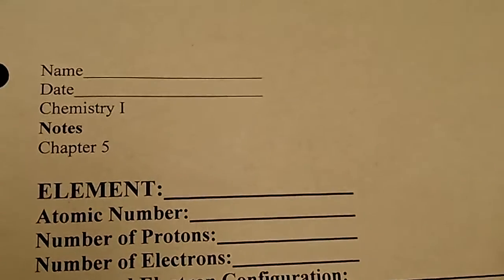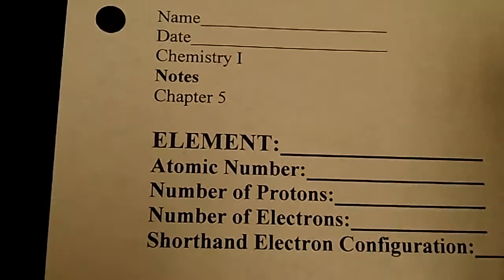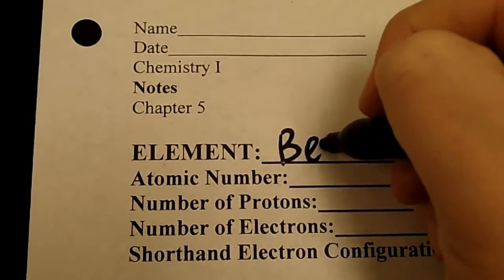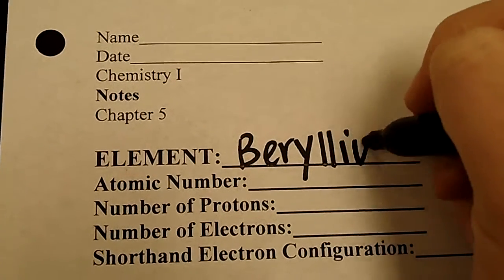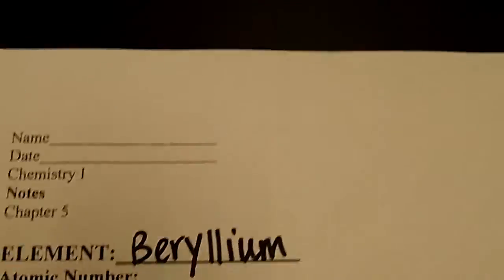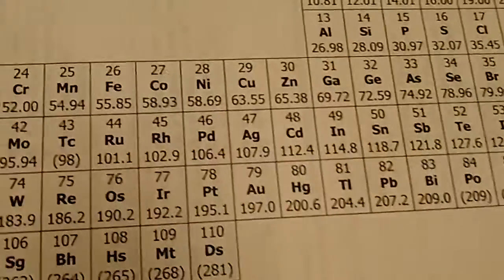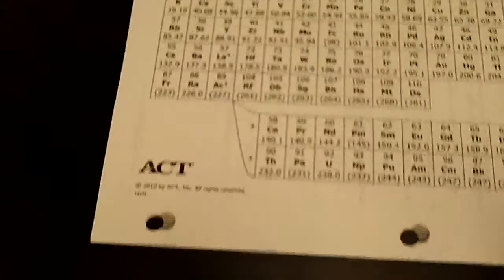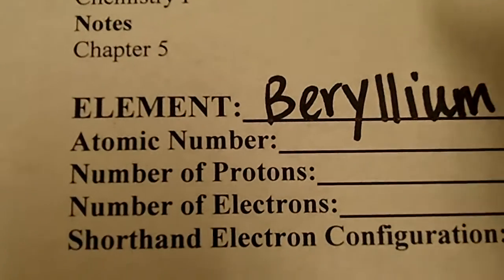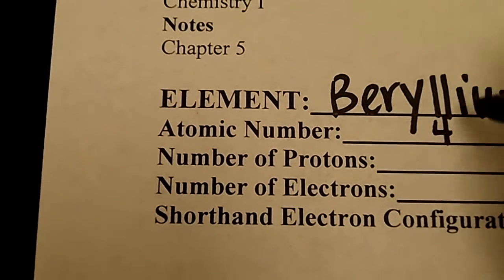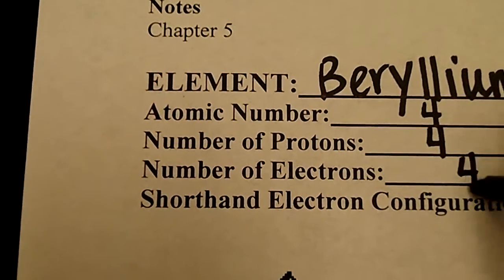Okay. So first of all, just like I gave you in class, you're going to write down the element. So I'm going to write down beryllium, and the atomic number. You need your periodic table for that. You find beryllium, the fourth one over, Be, and the atomic number is right there. It's 4. So there are 4 protons, and in a neutral atom of beryllium, you also have 4 electrons. So the atomic number is 4, there are 4 protons, and there are 4 electrons.